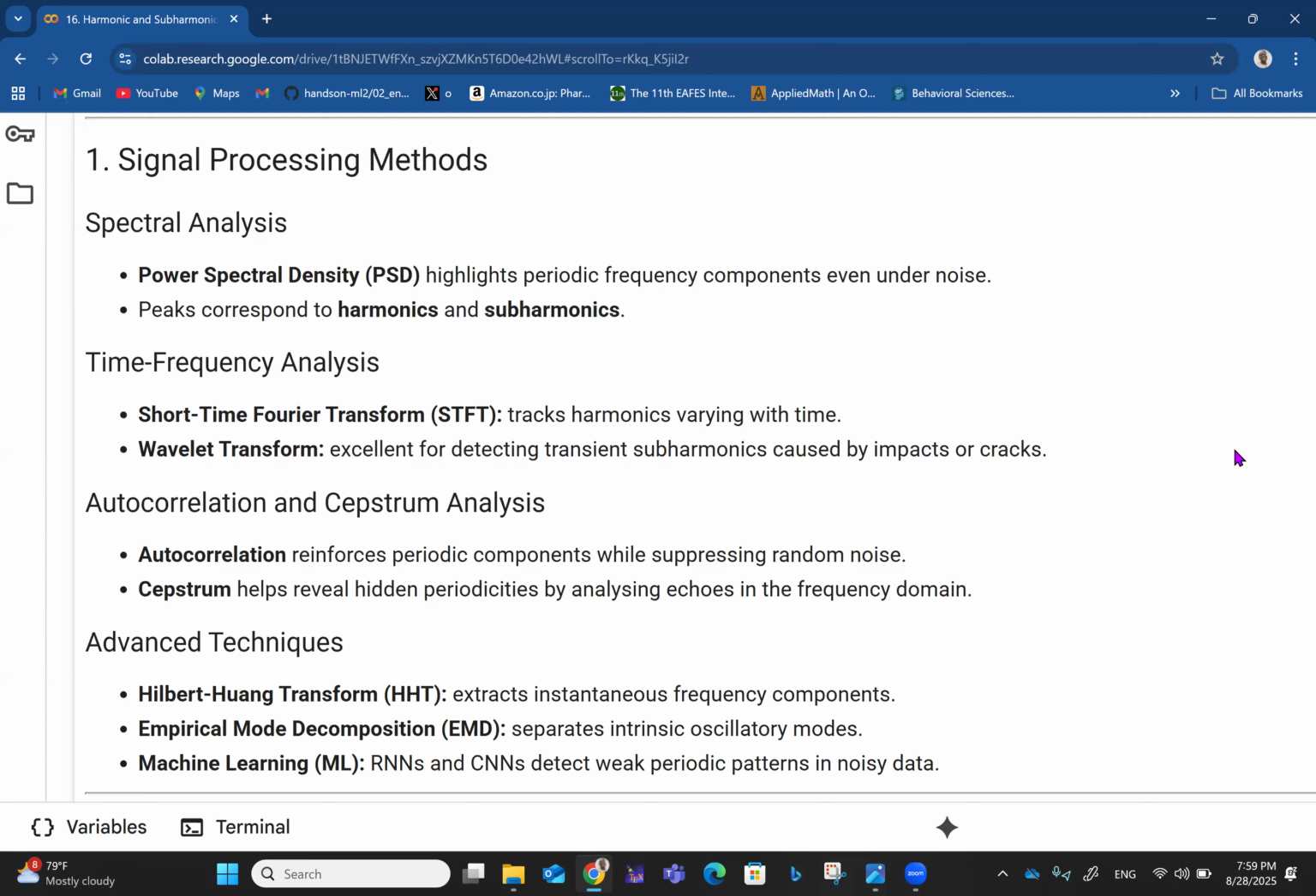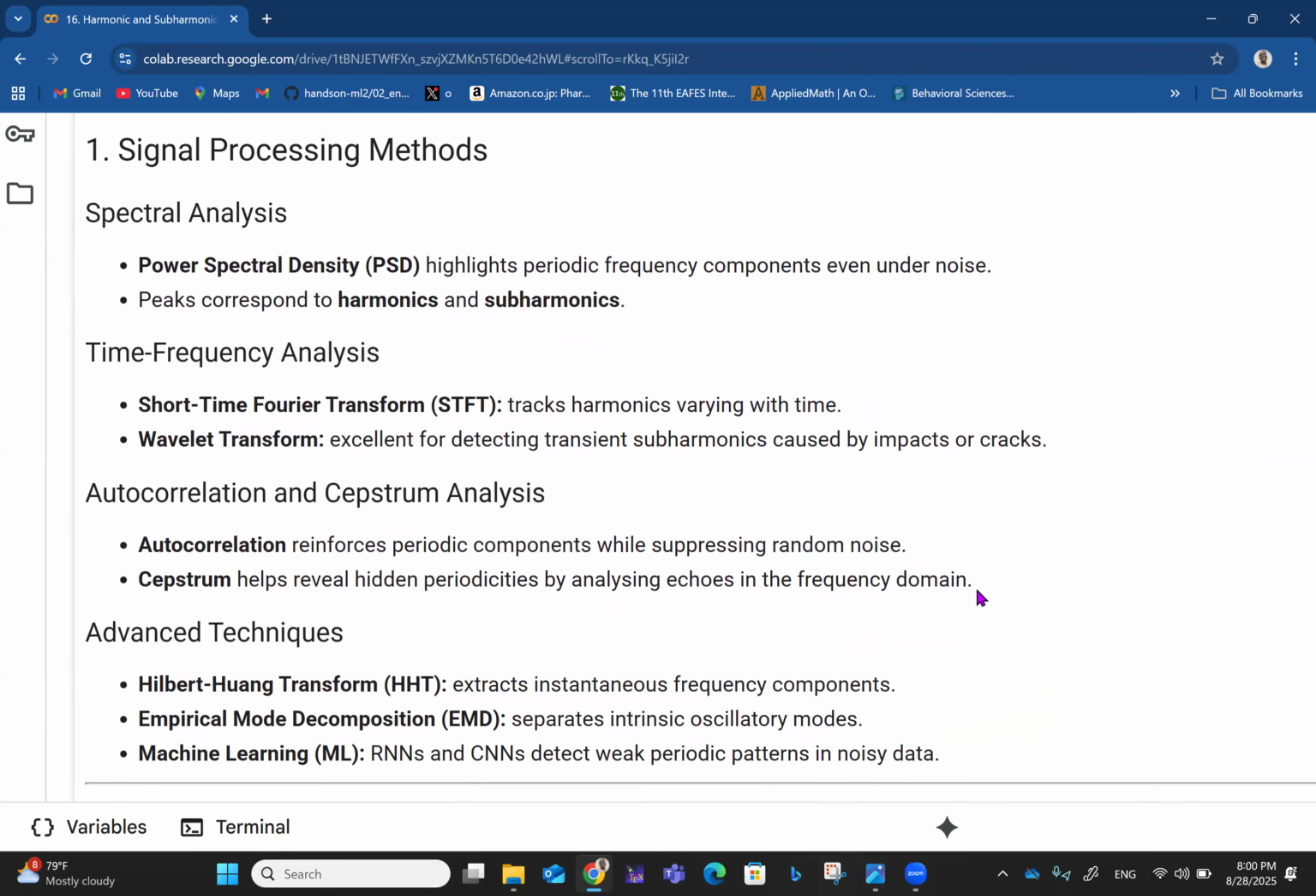Then we have time-frequency analysis, like short-time Fourier transform, STFT, which tracks harmonics varying with time. And we have wavelet transform, which is excellent for detecting transient subharmonics caused by impacts or cracks. Then we have autocorrelation and cepstral analysis. Autocorrelation reinforces periodic components while suppressing random noise. On the other hand, the cepstrum helps reveal hidden periodicities by analyzing echoes in the frequency domain. And then we have advanced techniques like the Hilbert-Huang transform, that is HHT, which extracts instantaneous frequency components. And we have empirical mode decomposition, EMD, which separates intrinsic oscillatory modes.